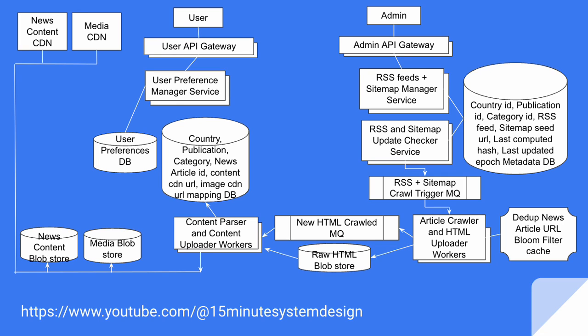Cool. Now, when the event is pushed to new HTML crawled message queue, there are content parser and content uploader workers which consume this event and pull the raw HTML from the raw HTML blob store, parse the content, and update the content in another DB where it maintains country, publication, category, news article ID, news content CDN URL, news related image CDN URL, everything in this database, and also uploads the news content in a news content blob store and media like images and video in a media blob store, which gets pulled further by CDN.